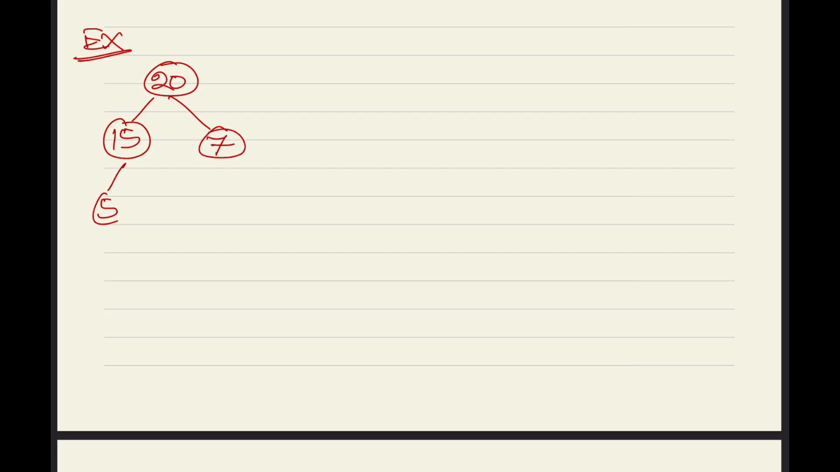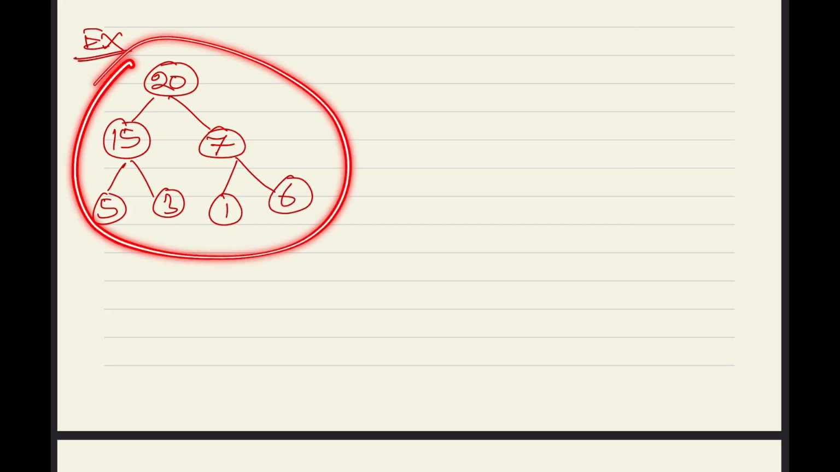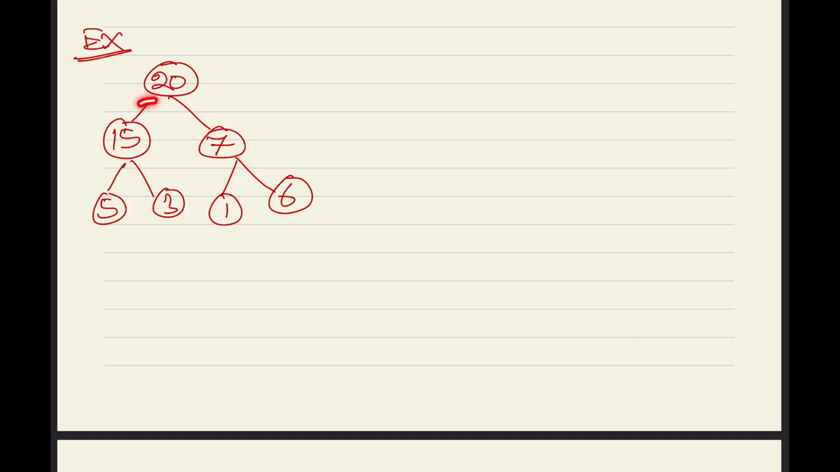Here you can see one existing heap. We are always inserting the element into an existing heap. So we have another example: 20, then 15, 7, then 5, 3, 1, 6. This is an existing heap. Here you can see the property is satisfied, and it is also a complete binary tree.